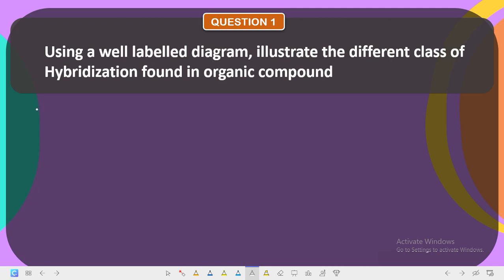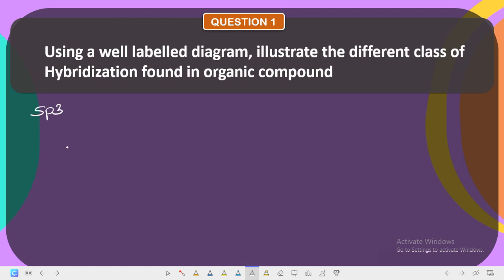We have three types of hybridization in organic chemistry. The three types of hybridization are sp3 hybridization, sp2 hybridization, and sp hybridization. Now, these three types of hybridization have different things they signify, or different ways to identify them. Now, let us take the first one, which is sp3 hybridization, and analyze it together.